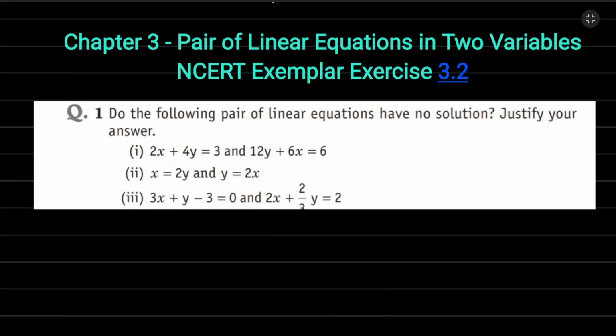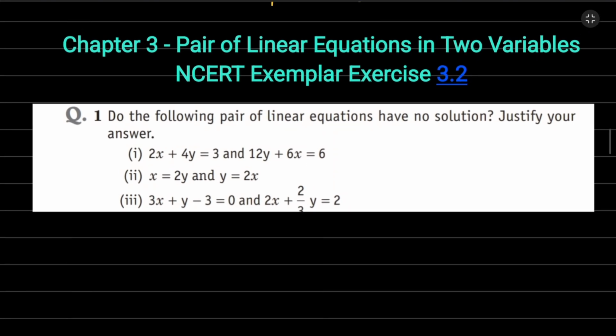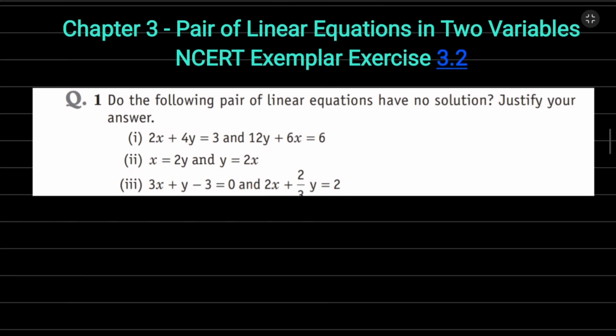Today we will be solving NCERT Exemplar Exercise 3.2 of Chapter 3, which is pair of linear equations in two variables. We have already solved NCERT Exemplar Exercise 3.1, so today let's go with 3.2. The first question is, do the following pair of linear equations have no solution? Justify your answer. You are given three questions. Let's do it one by one.